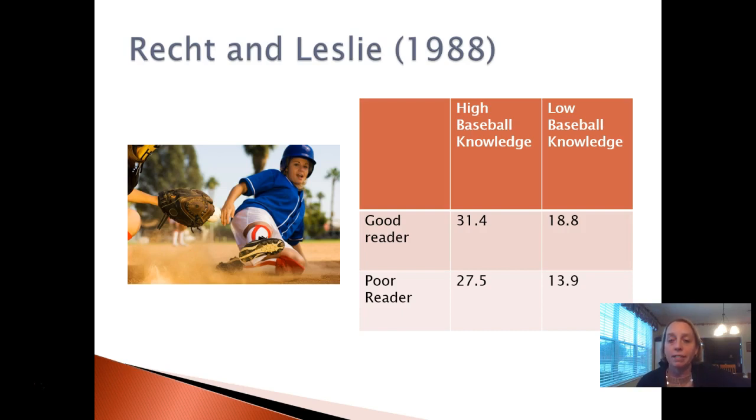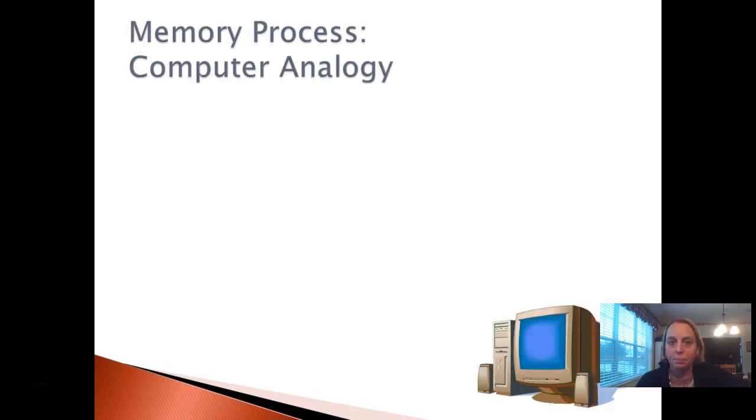But very surprisingly, the other two components of this table were very shocking, because the students who were poor readers but knew about baseball did almost as well as the good readers who knew about baseball. And the good readers who didn't know about baseball did almost as poorly as the poor readers. So what this research study really shows us is that background knowledge is one of the most important elements of whether or not you're going to comprehend what you're reading.